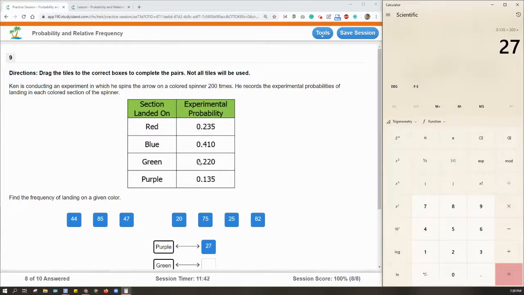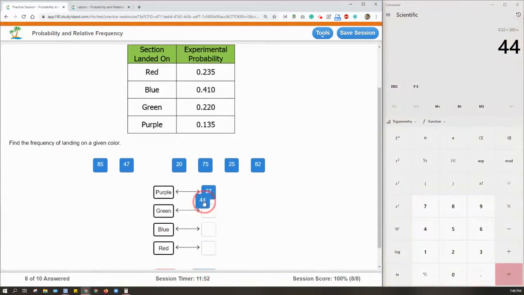Let's do that again for green. Green was 0.220, which is the same as just 0.22. I don't need that extra zero on the end. That times 200, and you get your answer, which is 44. Blue was 0.410. So 0.41 times 200 is 82. And last but not least, red was 0.235 times 200. And you get 47.